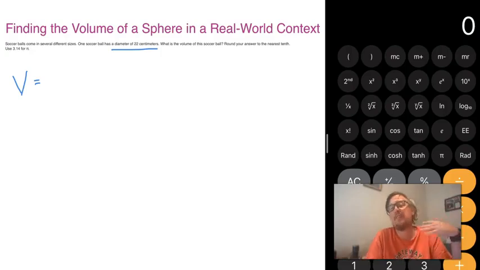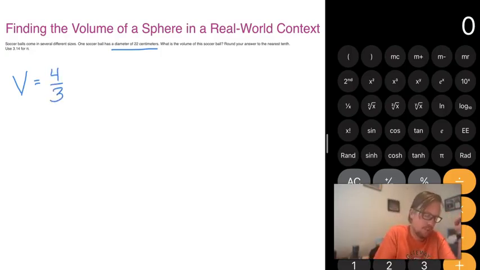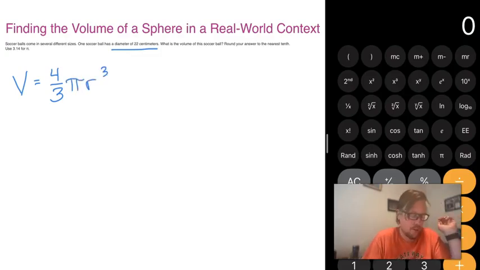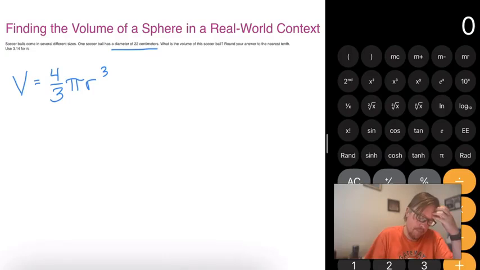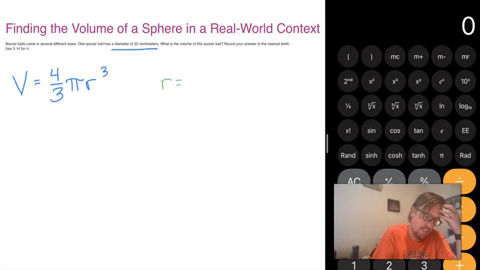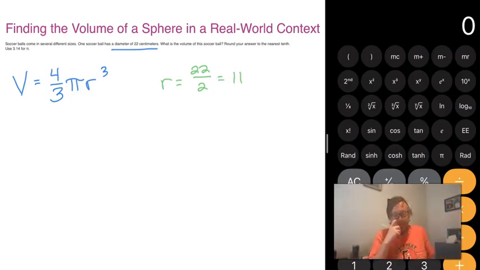I only need one measurement for finding the volume of a sphere because the equation just requires us to have the radius. So the problem gives me diameter. Radius is just half of diameter. So if the diameter's 22, the radius is going to be 11. That's all I need. I just need that one measurement. So I don't need to do any fancy diagrams. Thank goodness, because you would not appreciate my sphere.